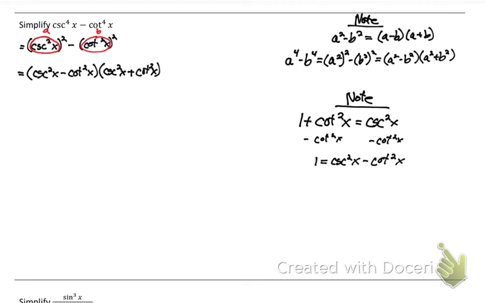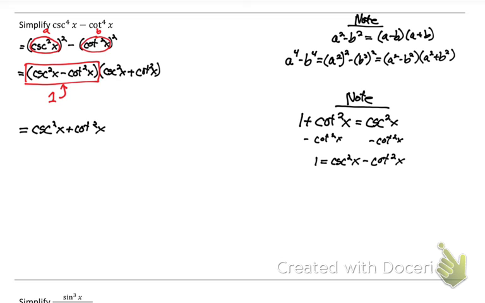Does that help us with anything over here? What does it help us with? Because isn't that one of the identities? Yeah. But how does it help us here? You just replace it with 1. I can replace it with 1. So anytime I see cosecant squared minus cotangent squared, which I see right here, I'm going to replace all of that with just 1. And so that's going to equal cosecant squared x plus cotangent squared x.